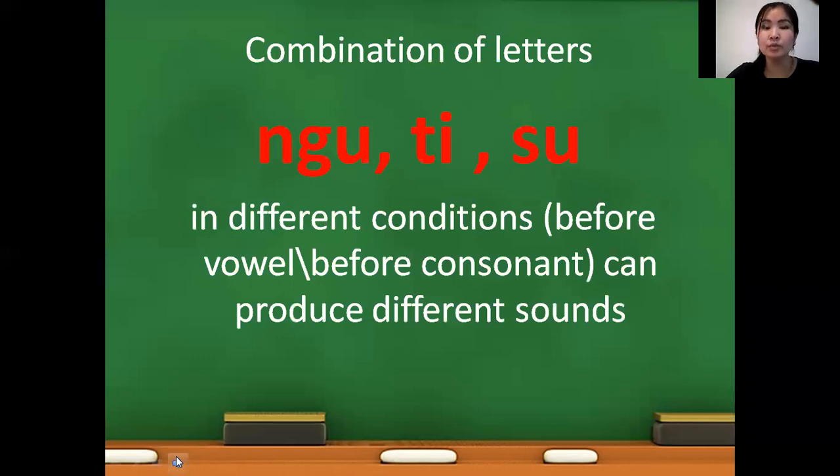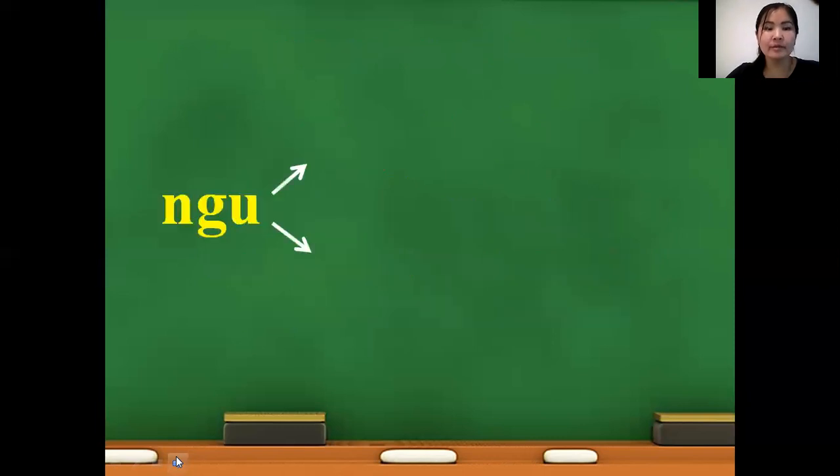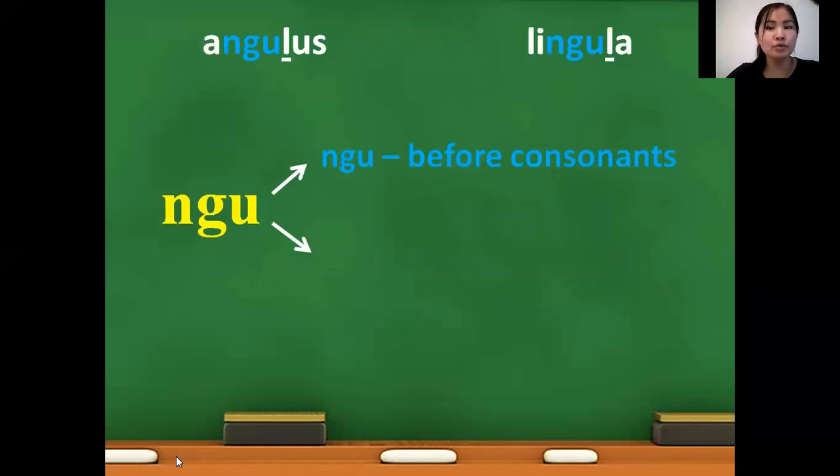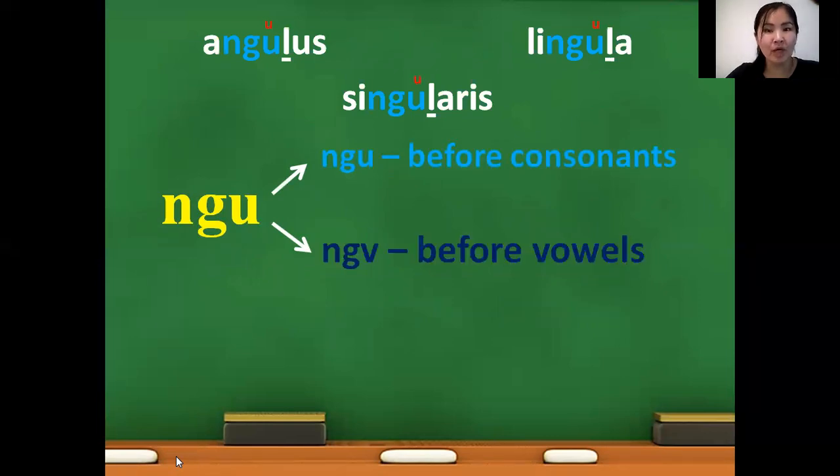In Latin, we have some letter combinations like ngu, su, and ti. And these letter combinations in different conditions, like before a vowel or before a consonant, can produce different sounds. Ngu before a consonant we read as it is, ngu: angulus, lingula, singularis. But when ngu is written before a vowel, we read it as ngv, like unguis, lingua, sanguis.